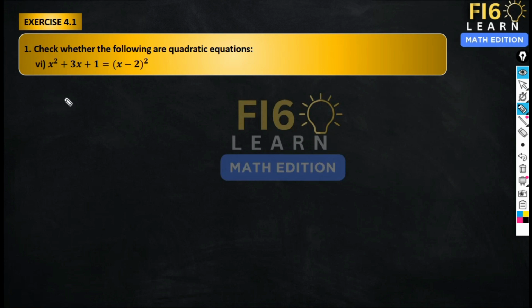Question number 6, we have x square plus 3x plus 1. On the right side, we have x minus 2 whole square. On the left side, we don't have to do anything. So we have to expand the right hand side using the a minus b whole square formula.